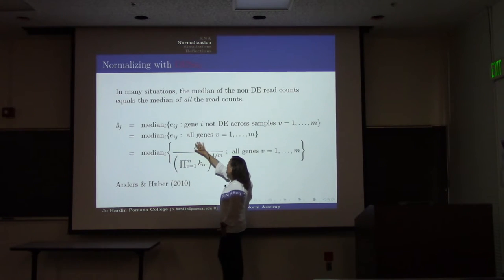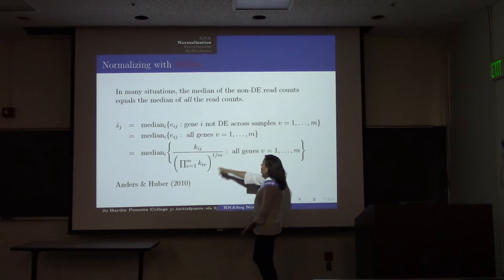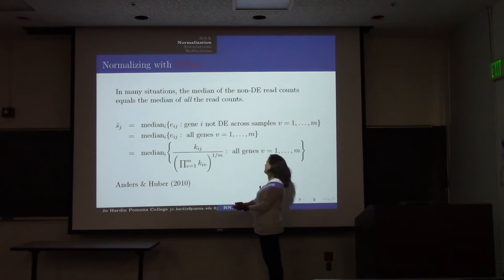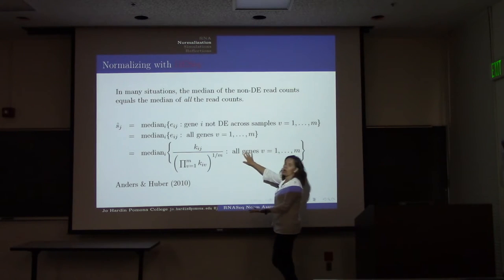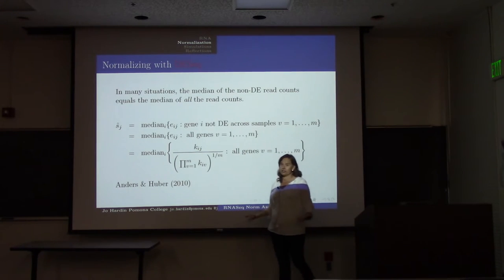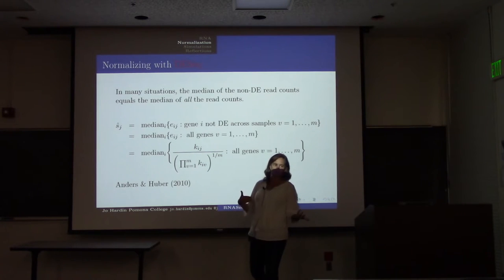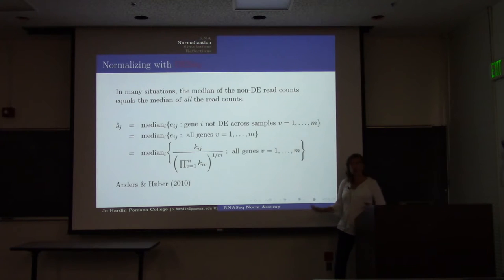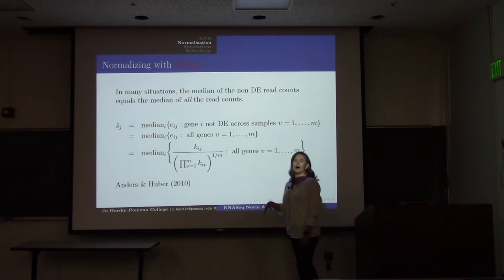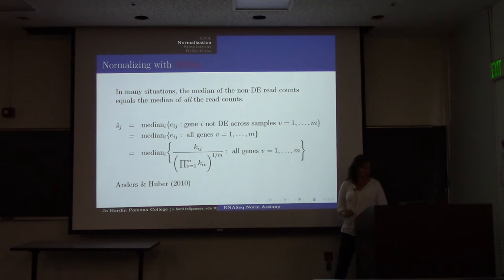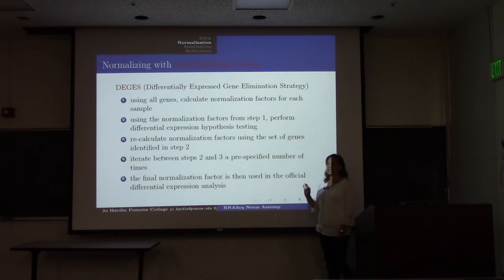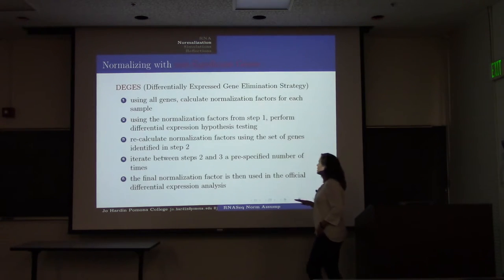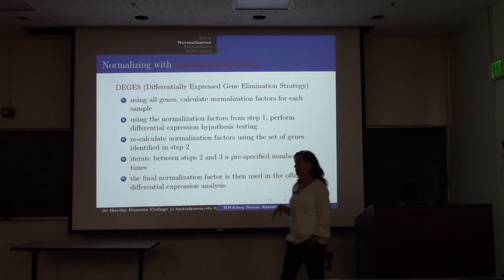Well, DE-seq and DE-seq 2 use the same normalization. They use all genes, and they have to use all genes because they don't know which ones are differentially expressed and which ones are non-differentially expressed. We've done some simulations to talk about the effects of these, and I'll get to that in a minute, but I have one more normalization to show you, which is called DEGES, differentially expressed gene elimination strategy.